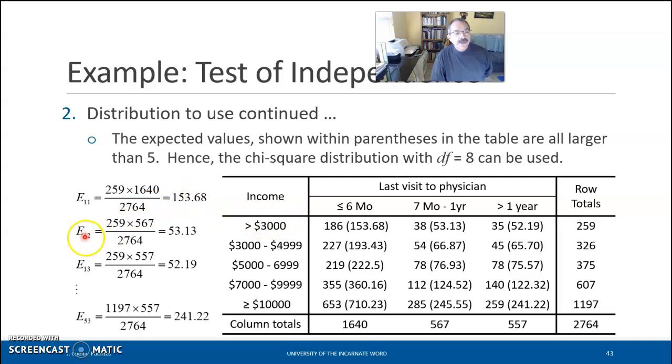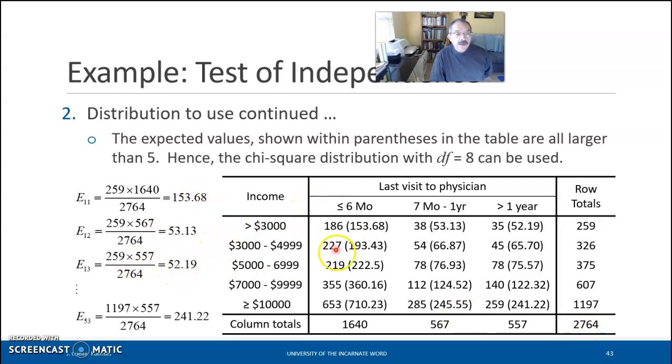For the cell 1, 2, row 1, column 2, this one right here, we are multiplying the row total, which is the same because we're still in row 1, 259, times that second column total, 467, divided by the total amount. So that's this calculation, that gives you 53.13. For the first row, third column, again, we multiply 259 because we're on the first row, times the third column total, 557. We multiply these two numbers and divide by this, and we obtain this frequency.